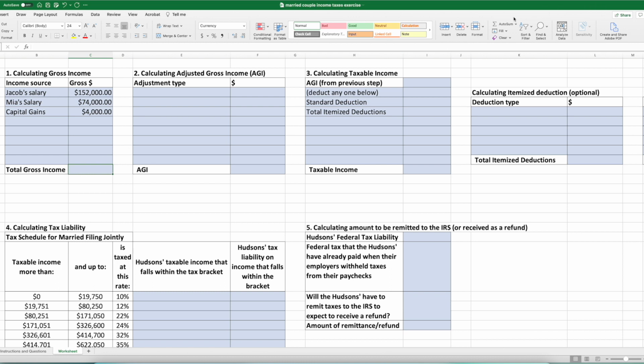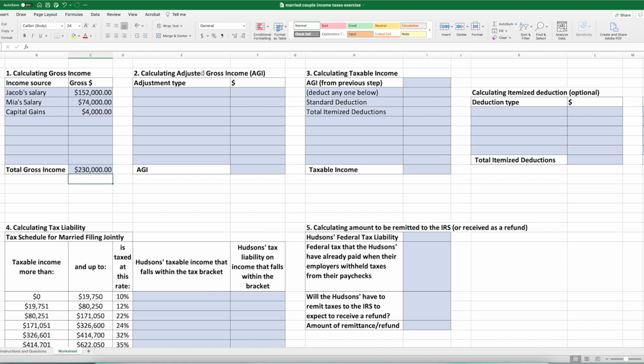Now we can add up their total gross income by using the auto sum function over here. It automatically detects the numerical values above it. We just make sure that it includes the cells that we want to include, and if we know that it is correct, then we just press enter and it adds up. So their total gross income is $230,000.